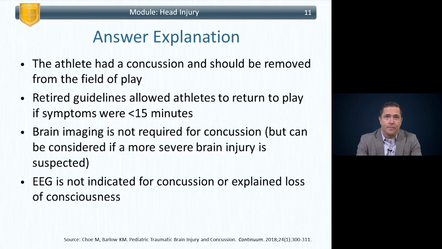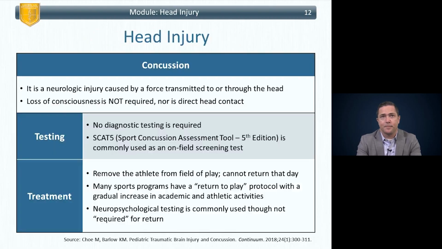This patient's had a concussion. In the past, the American Academy of Neurology guidelines were that athletes could return to play if asymptomatic in under 15 minutes and no loss of consciousness. The newer, updated guidelines say any athlete with concussion symptoms should be removed from play and not allowed to return that day. Brain imaging is not required for a concussion. It can be considered if a more significant brain injury is suspected, but for diagnosis of concussion, imaging is not a requirement. An EEG would also not be required. There's an obvious reason for the possible brief loss of consciousness here in the head injury, so an EEG looking for a seizure would be unnecessary.